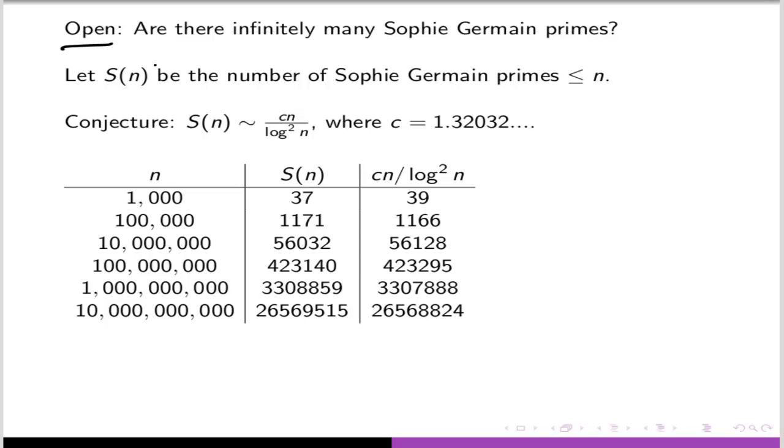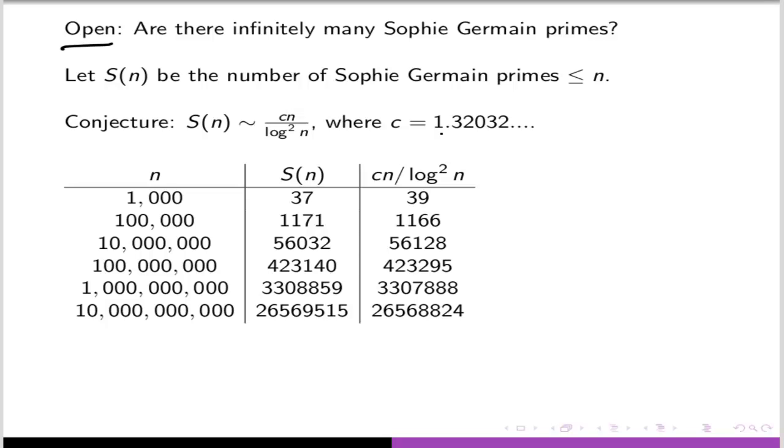The conjecture is that that number is asymptotic to a constant c times n divided by the square of the natural logarithm of n. This constant is about 1.32. And if you look at the data set, you can see how accurate this conjecture is coming out to be.